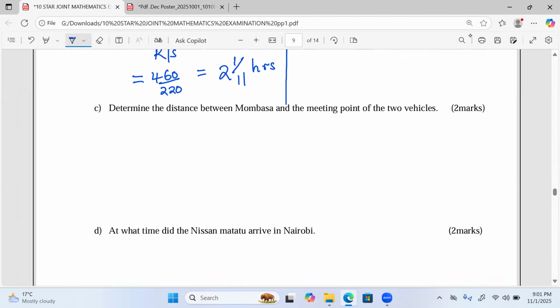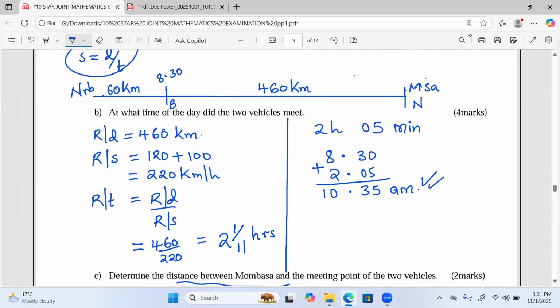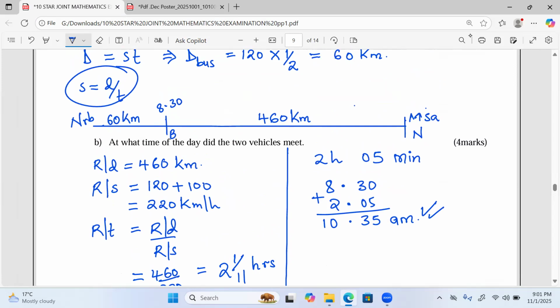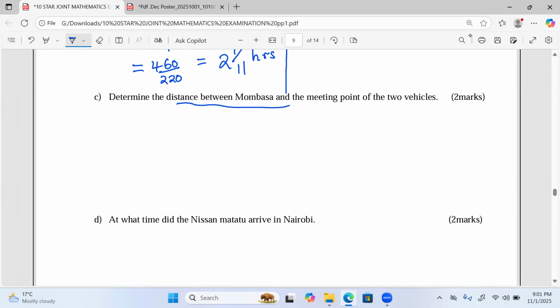Because we need the distance between Mombasa and the meeting point, we can consider the vehicle which is moving from Mombasa. And that is the Nissan Matatu at a speed of 100. So we say that distance is given by speed times time. A speed of 100 multiplied by 2 hours and 1 over 11.